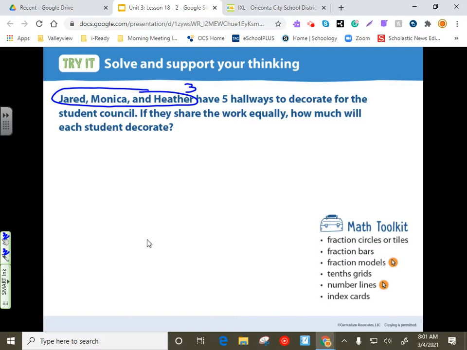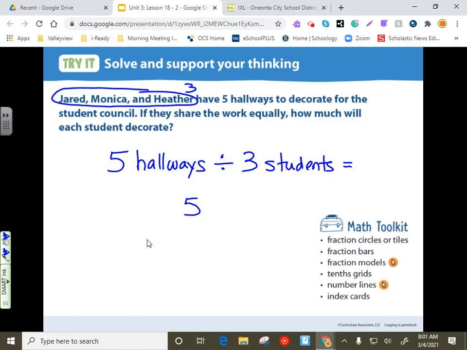For this example, we're just showing the basic setup. So we've got 5 hallways, and the work is being divided between 3 students. And again, this is practice in turning a division problem into a fraction. It's like reading it from left to right: 5 hallways, 5. Our division symbol means divided by, and 3. So each student is going to get 5/3 of a hallway to decorate.